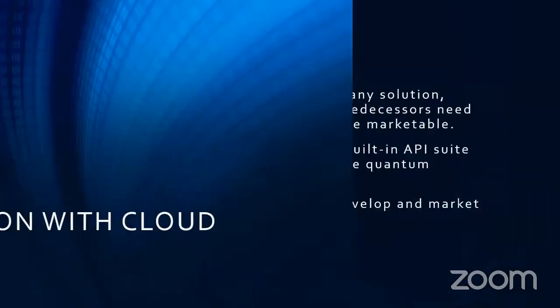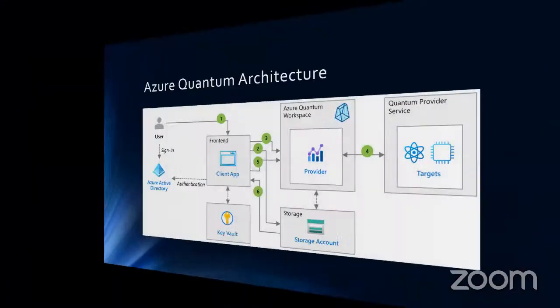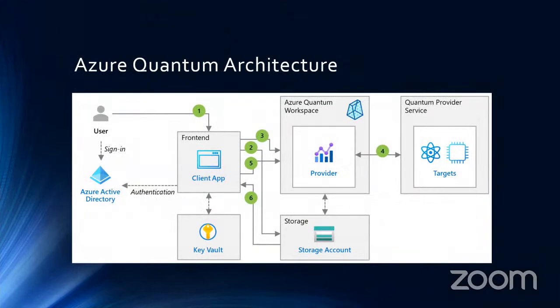Now, if you integrate with cloud, many cloud service providers have a built-in API suite which can enable you to connect with the quantum solution simulators. They have a unified interface as well. This is one example using Azure, developed by Microsoft Corporation, where we have the Azure Quantum Workspace as well as the quantum service provider, which has both gate-based trapped ion processors and annealing processors to work with.